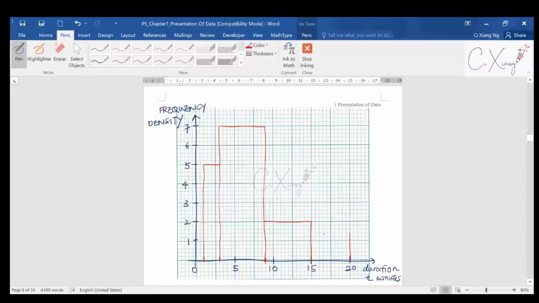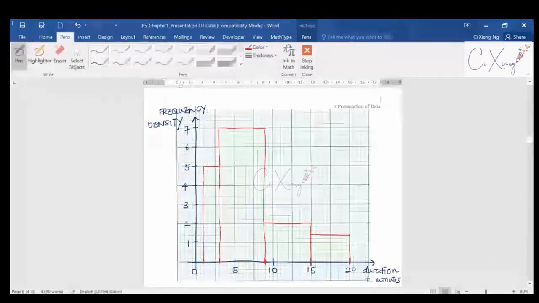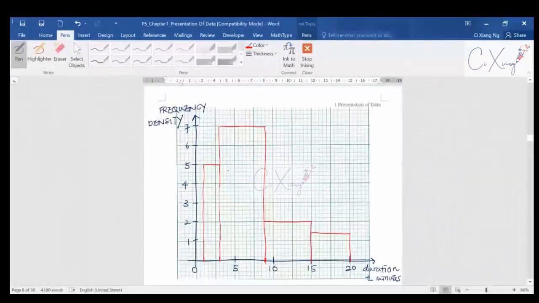If you have a look at the histogram overall, you will see that actually the width of the bars are different. That's why we have the frequency density as our y-axis, and also the bars with different widths. Generally, this is the idea of how we should sketch it correctly. You should try it out on your own.